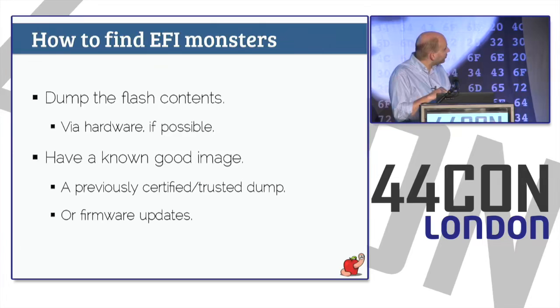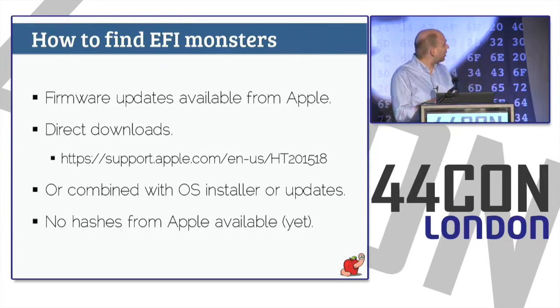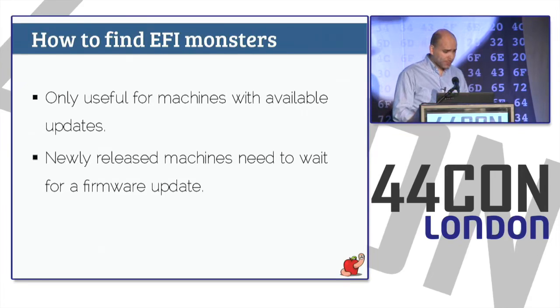Or you can use the firmware updates to compare against. You can download the firmware updates from Apple, or they have a very specific page with this. When they launch major updates, sometimes they bundle the firmware updates with those, so you can extract them. Apple doesn't publish any hashes from this. I'm trying to convince them to publish this because it's important to have this.